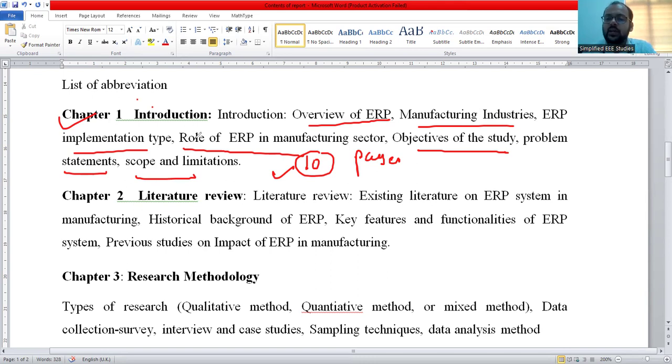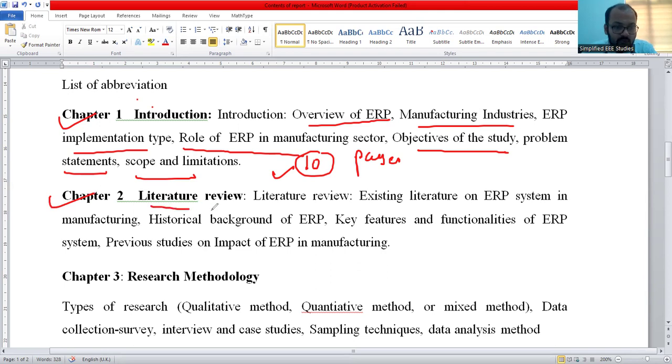I request everybody to try to write on your own. Frame your own sentences. Don't directly copy and paste from different articles, because plagiarism matters a lot. Try to maintain plagiarism below 10%. That's a standard practice. There are so many software tools available to check plagiarism, like Turnitin, which you might have heard about, and Drillbit. Turnitin is actually accepted worldwide.